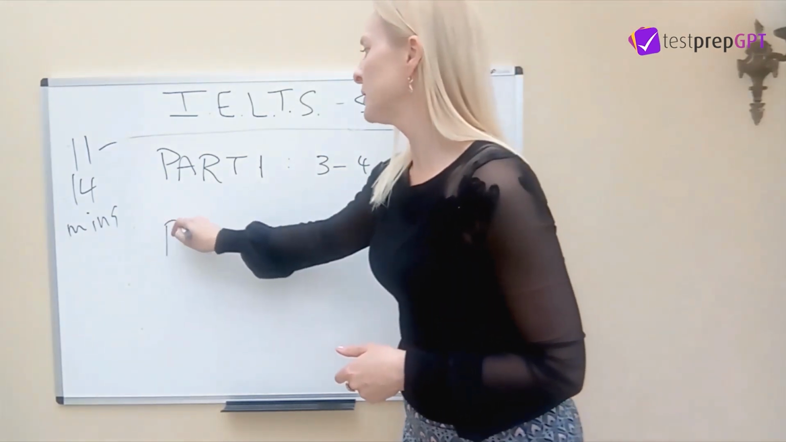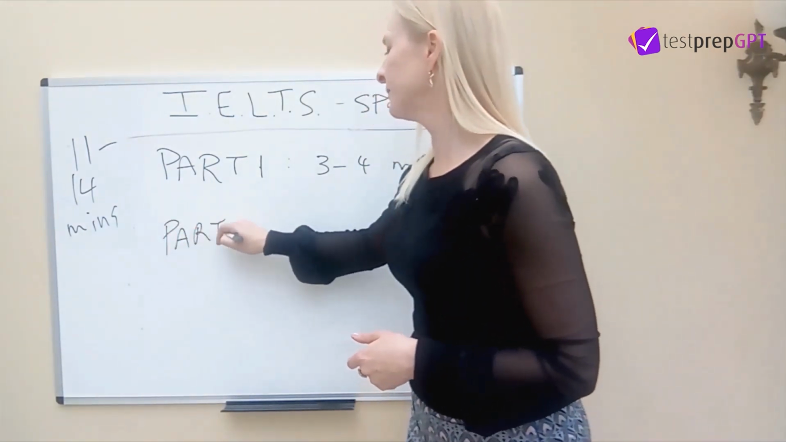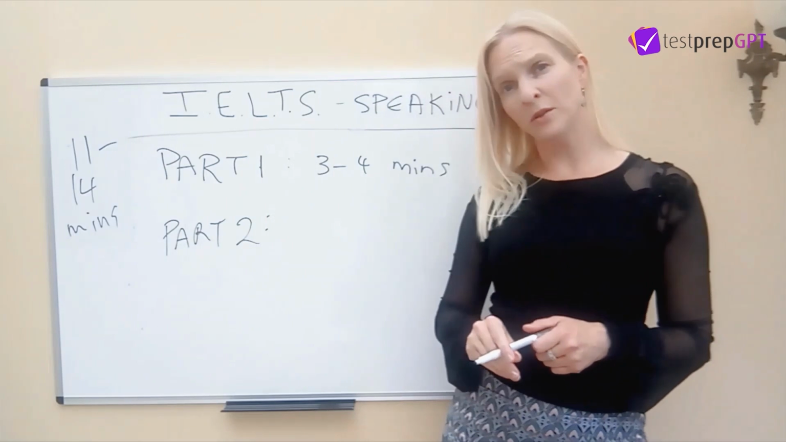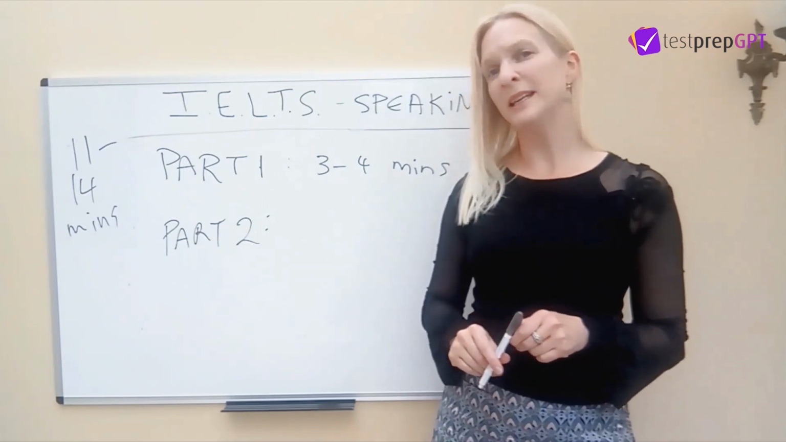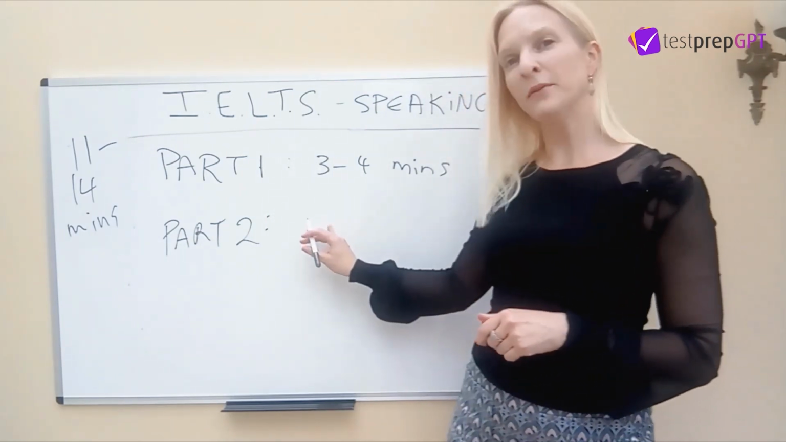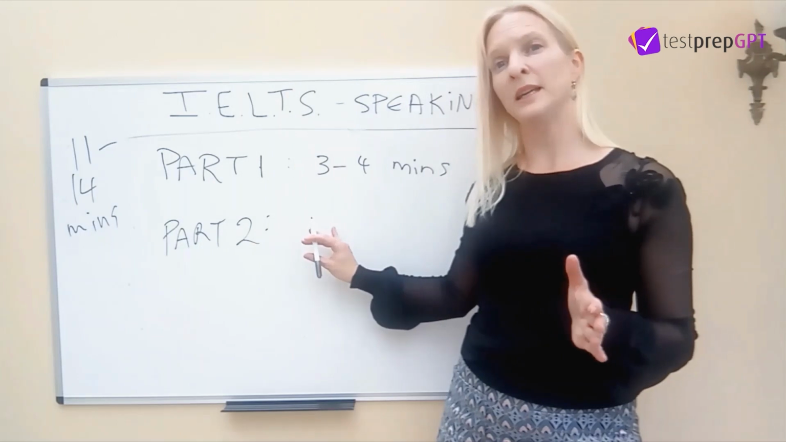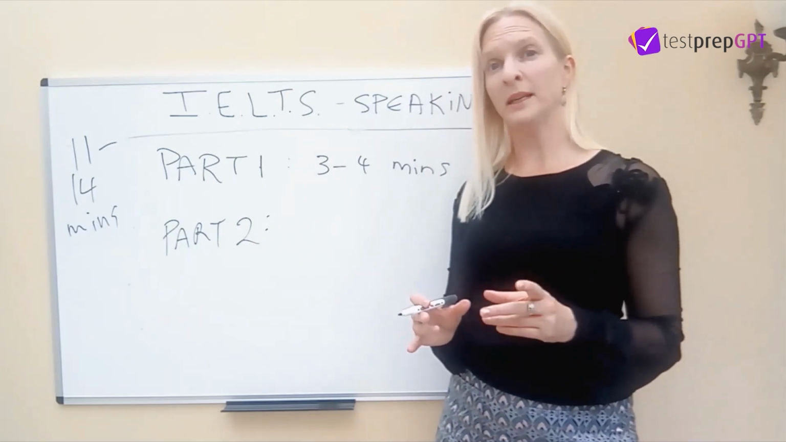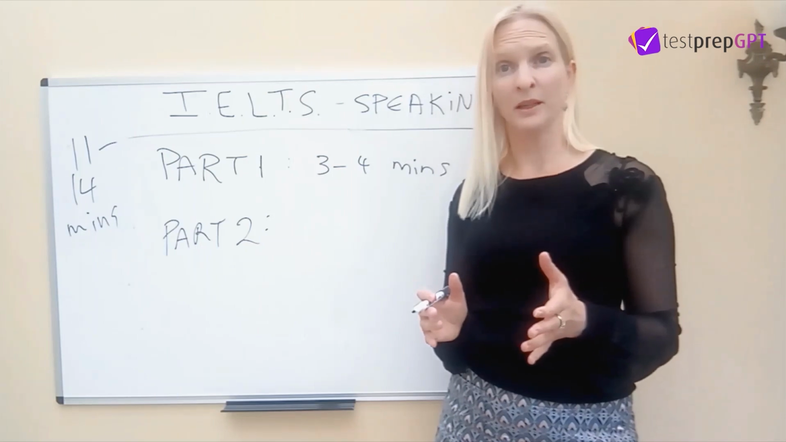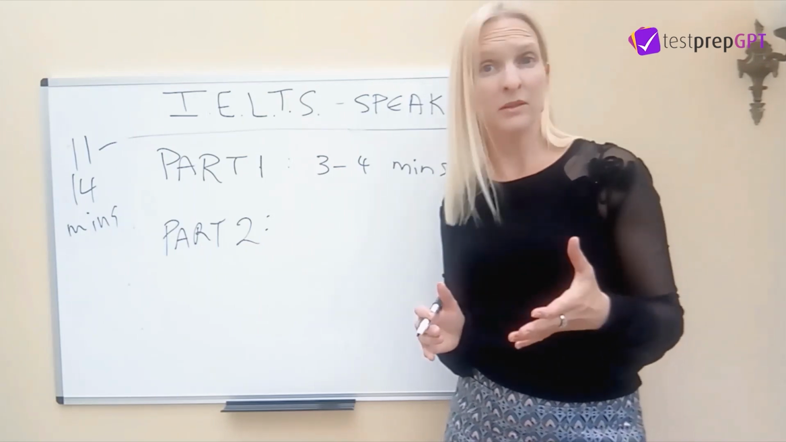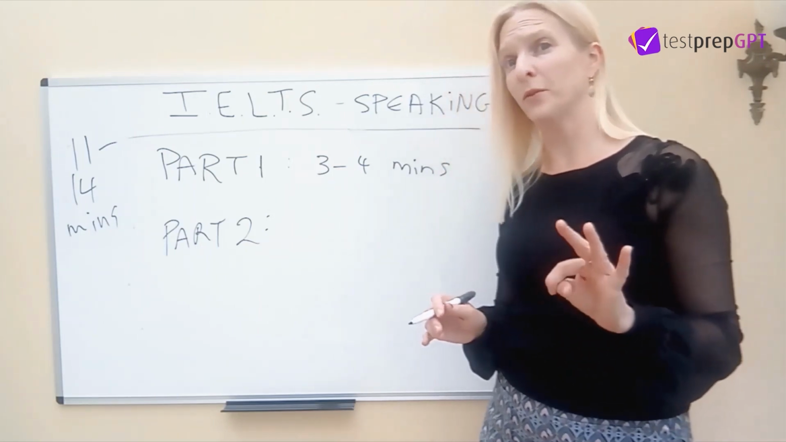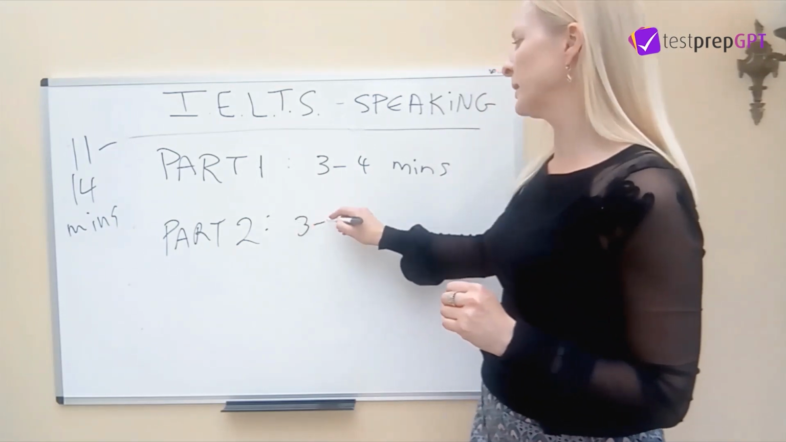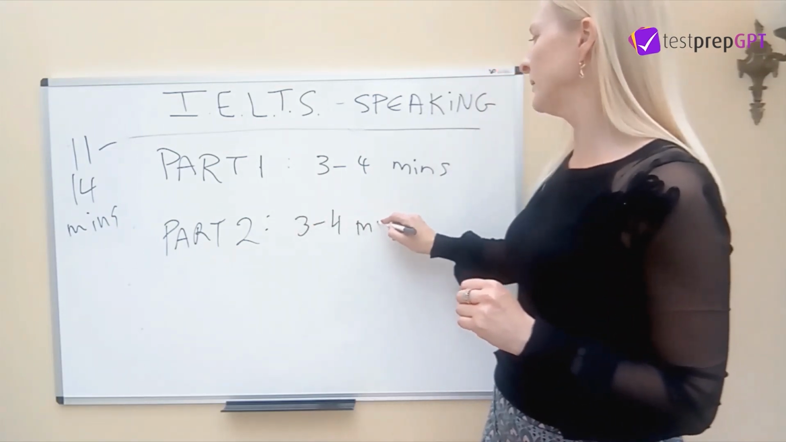Let's move on now to part 2. So part 2 of the speaking exam, you're given a topic by the examiner. Normally it's on a piece of paper, and you have 1 minute to study this topic. And then you speak with the examiner for about 3 minutes, maybe 4 minutes. So 3 to 4 minutes.